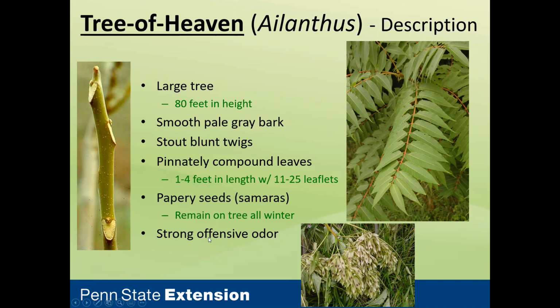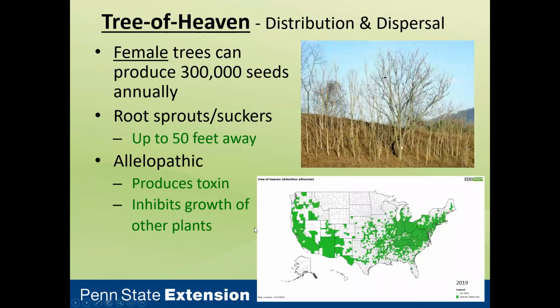And then again, that strong offensive odor. So if you were to crush the foliage or break these twigs, you'd smell what some people describe as burnt peanut butter. So just a real nasty odor, something that you'll recognize once you smell it. So the female trees can produce over 300,000 seeds annually, but it's also a root suckering tree, and it can send up root suckers up to 50 feet away from the parent tree. So like you see in this image, here's the parent tree, and all of these are root suckers on the same root system as that parent tree.